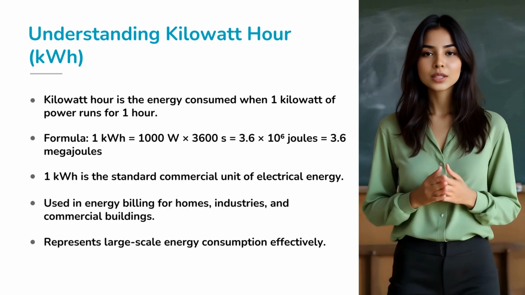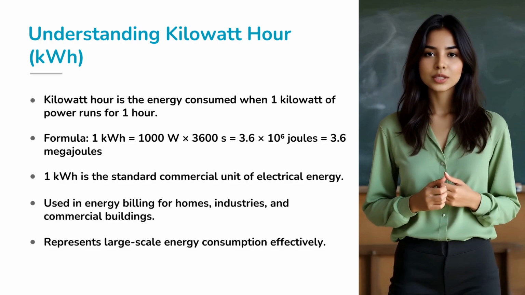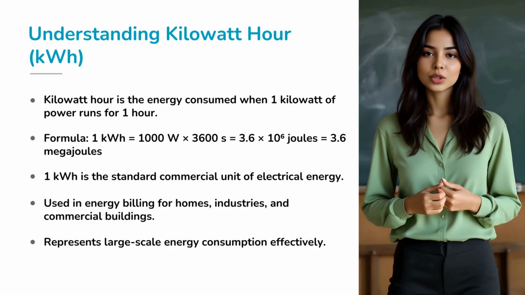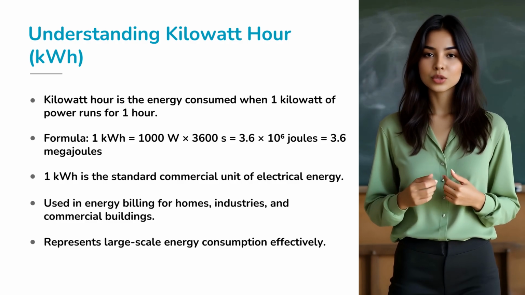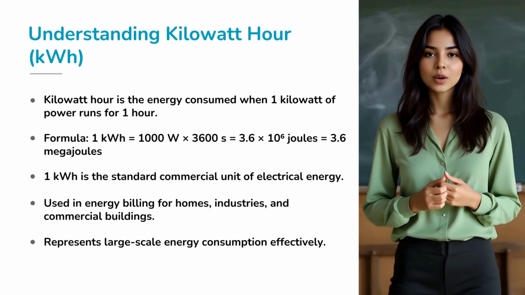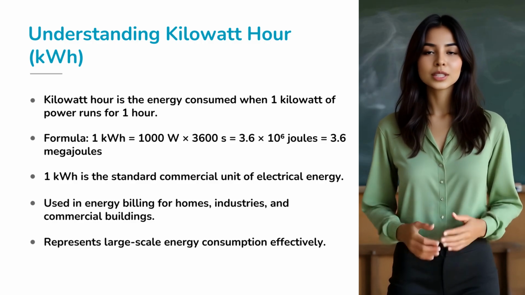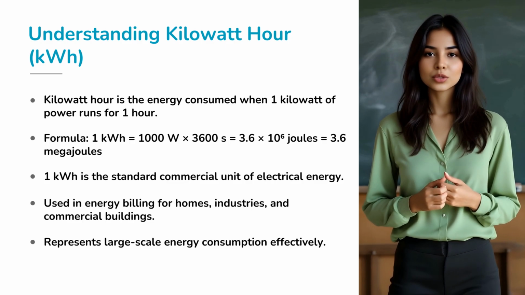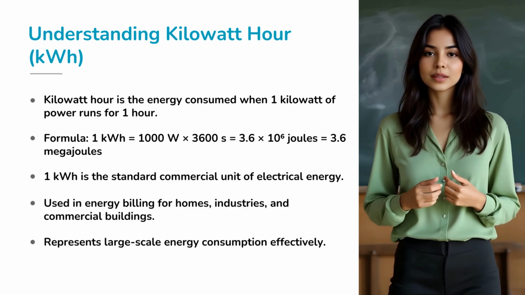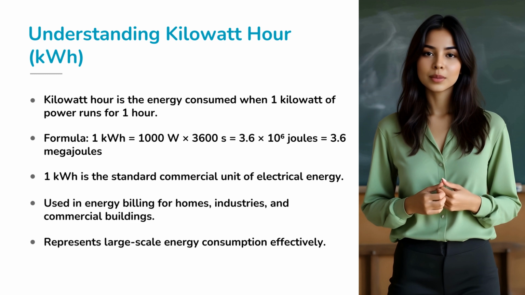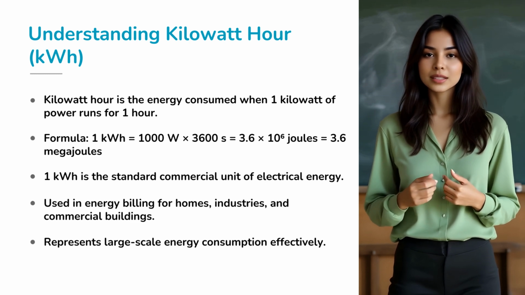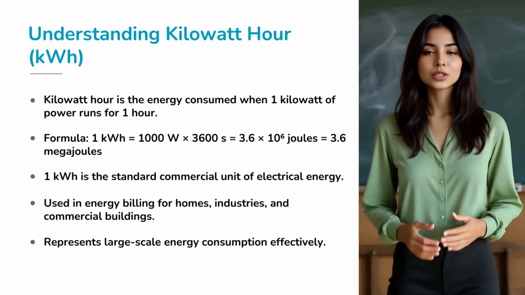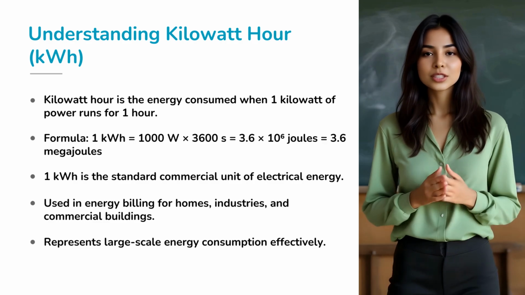This unit is especially useful for measuring household electricity usage, helping us track how much energy we consume daily. Let's now scale up, because homes and factories don't use just 1 watt or one device. That's where the kilowatt hour, or kWh, comes in. The commercial unit of energy. 1 kilowatt equals 1,000 watts. So 1 kilowatt hour equals 1,000 watts multiplied by 3,600 seconds, which equals 3.6 into 10 raised to the power 6 joules, or 3.6 megajoules.